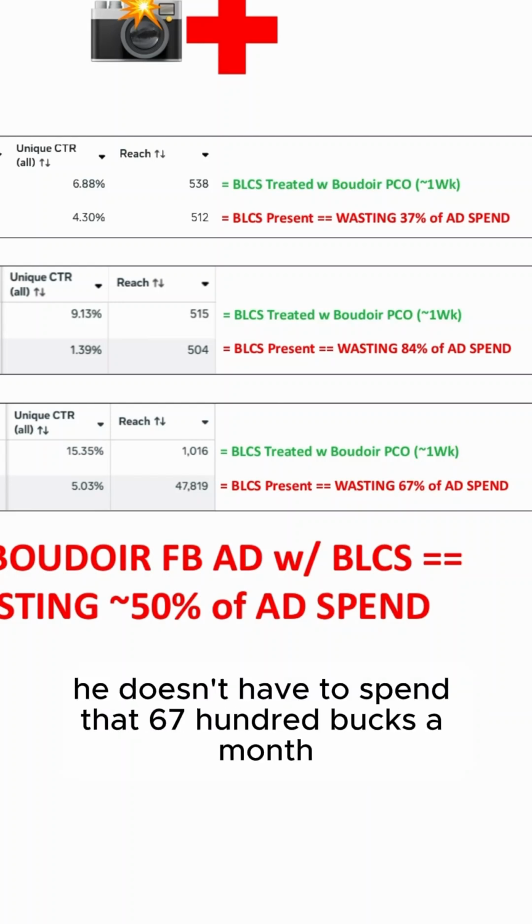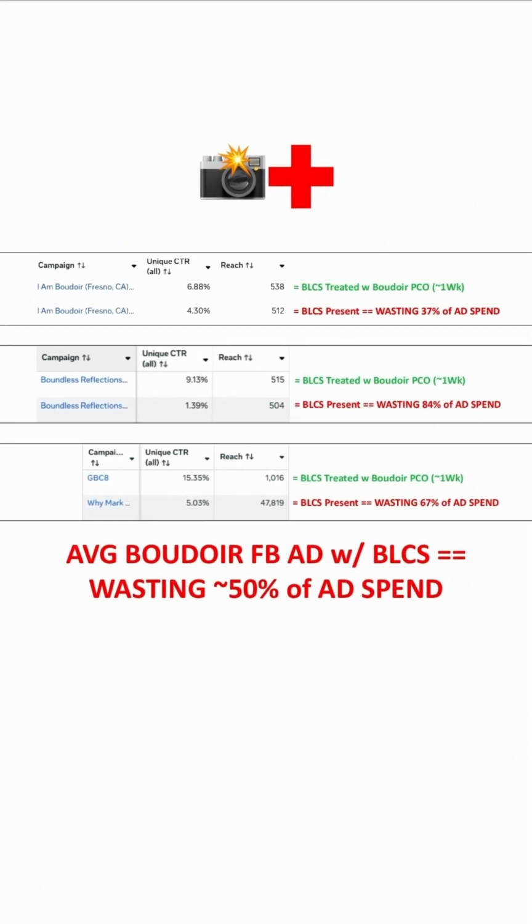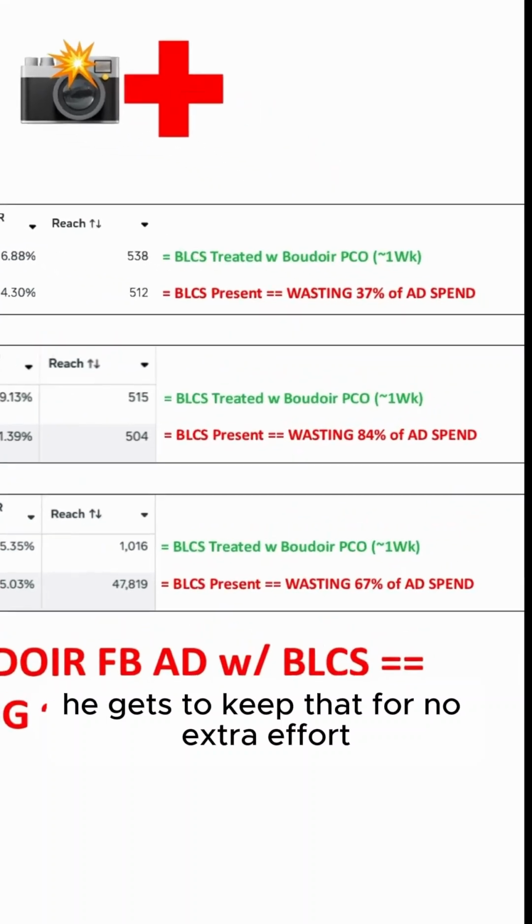And so it's kind of like he doesn't have to spend that $6,700 a month anymore, that difference, and he gets to keep that for no extra effort.